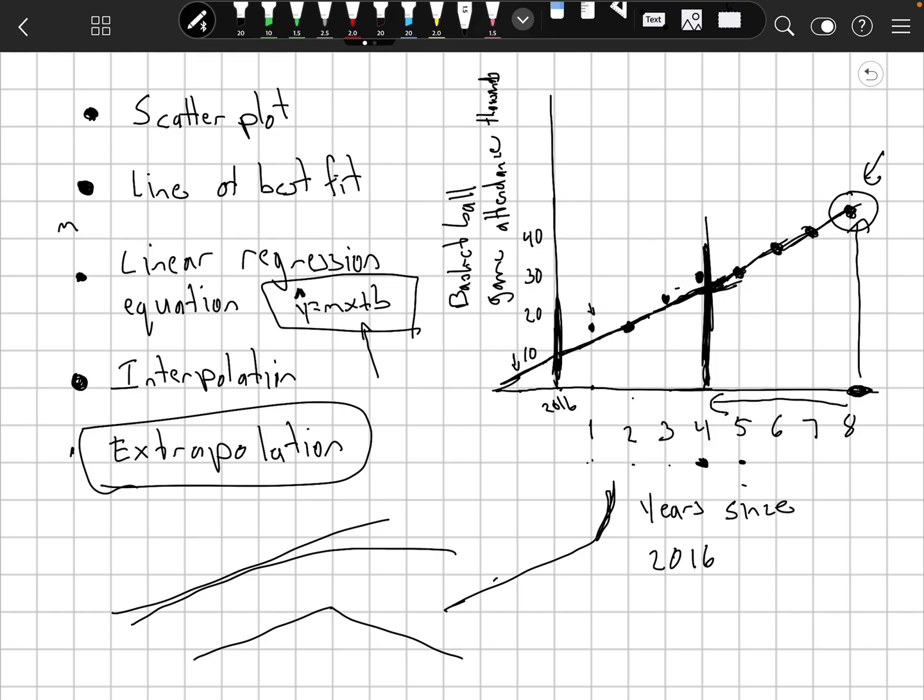Just to go over it really quickly again, a scatter plot is just a way of plotting ordered pairs, or plotting points that have two pieces of data, so that we can see a trend between the two data items. In this case, it was time since 2016 and basketball game attendance. And once we have all those points, you can put that data into an Excel spreadsheet or a graphing calculator or a computer, and it gives you two things.